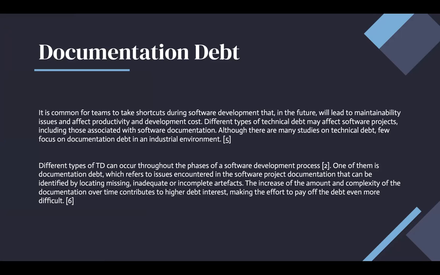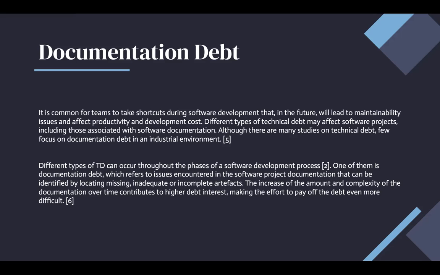Documentation debt refers to issues encountered during software project documentation that can be identified by locating inadequate, missing, or incomplete artifacts. This is typically picked up later in the development stage. Maybe the developers or the group of programmers are about to implement a feature, and then all of a sudden discover that there isn't detailed information about how the feature should be implemented, who should use the feature, when the feature starts, who activates it, who is responsible for it, and all of that.